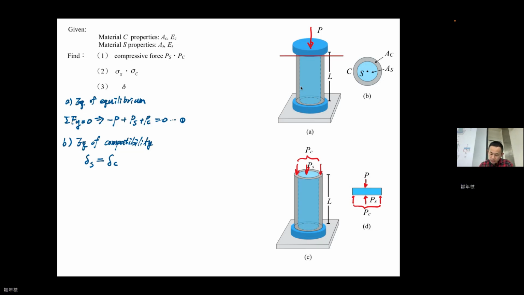So now, see, equation of constitutive. Okay, equation of constitutive. What is constitutive? Constitutive is, wow, the translation doesn't help, right?